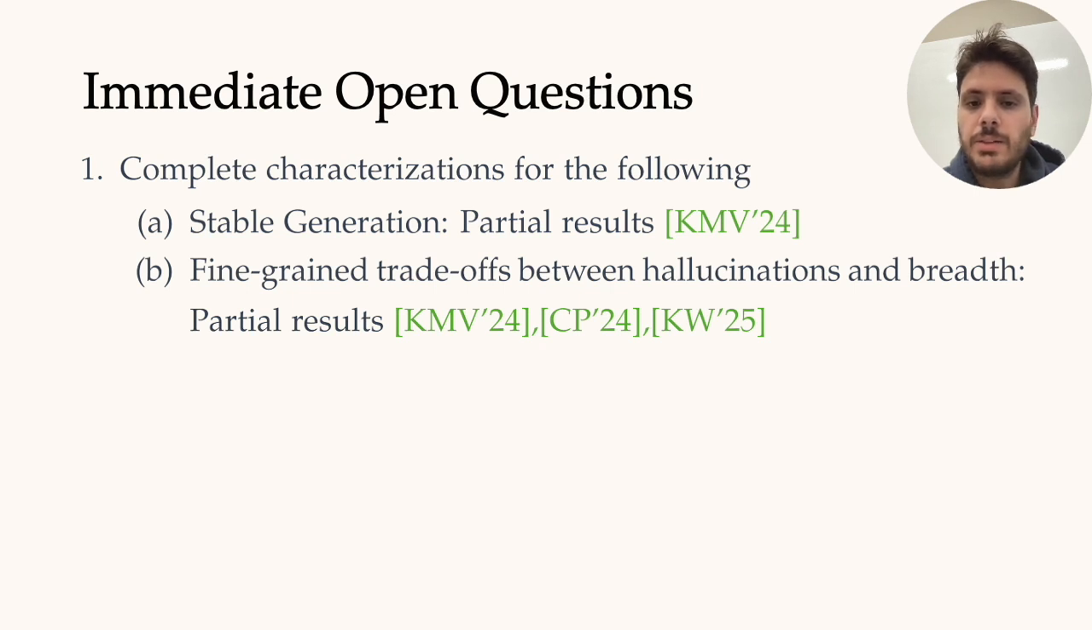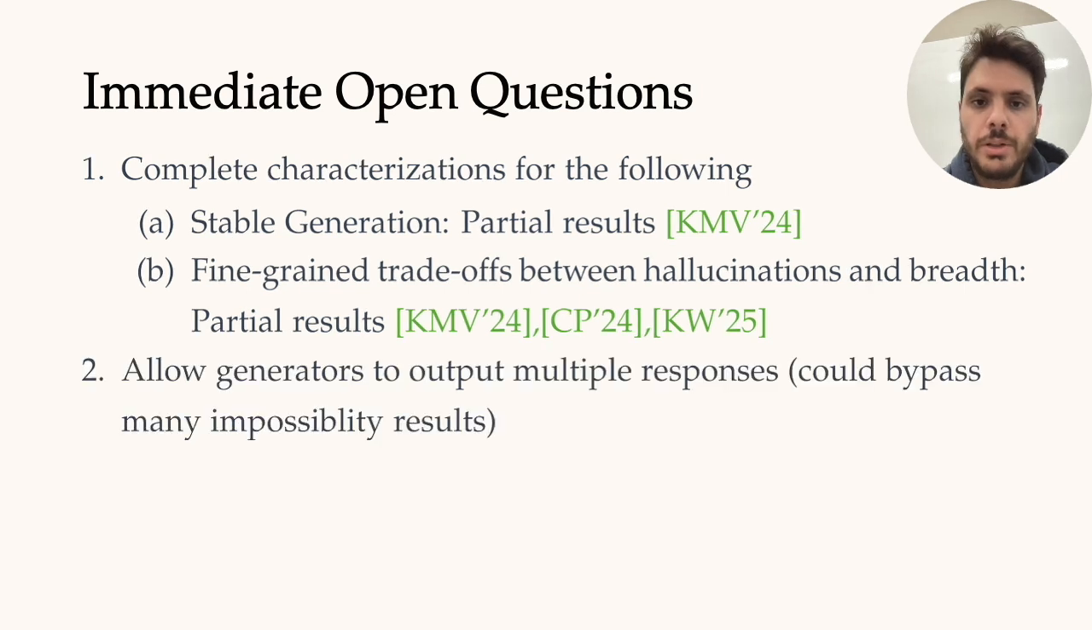Next, the other problem that we do not have complete characterizations for has to do with obtaining fine-grained trade-offs between hallucinations and breadth. Some partial results in this direction are in this follow-up work of ours, as well as in the work of Charikar and Pabbaraju and Kleinberg and Wei. In order to circumvent some of the lower bounds that appear in our work and other works, one can consider generators that are allowed to output multiple responses, and only one of these responses needs to be correct. We don't know how the landscape looks under such a definition, so it would be very interesting to explore this direction.